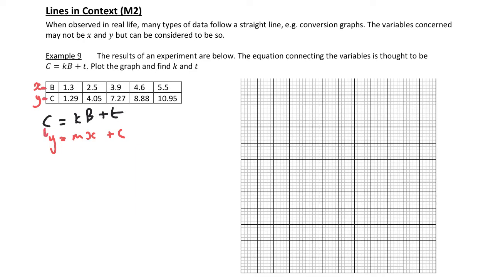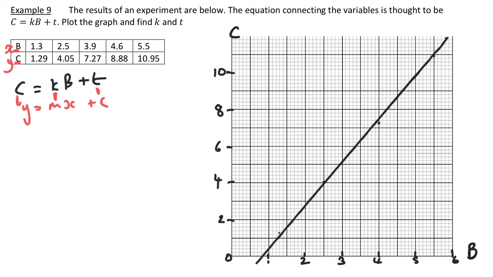So that means the value of k is equivalent to the gradient and t is equivalent to the y-intercept. So if we plot a graph where c is on the vertical axis and b is on the horizontal axis, then we'll be able to work out the values of k and t. So I've plotted the points and drawn the graph.